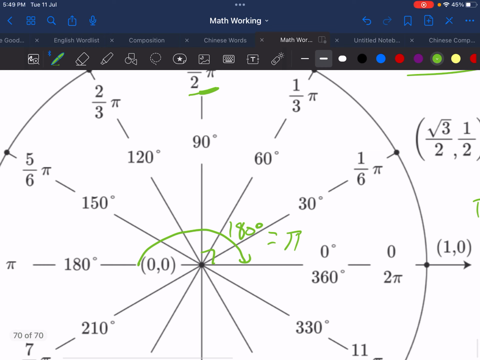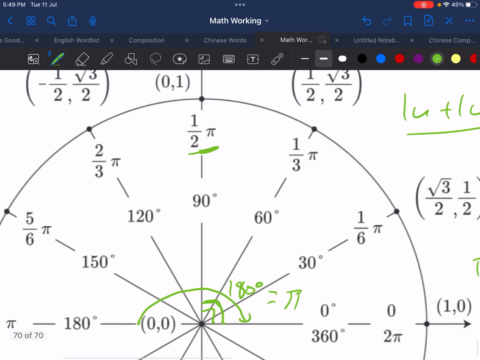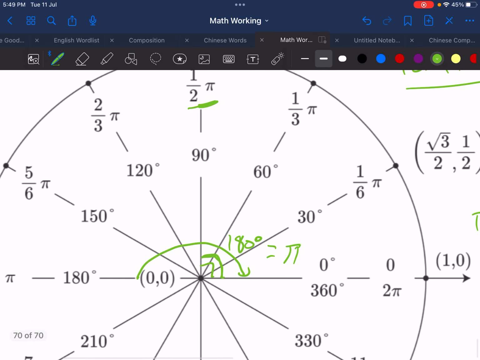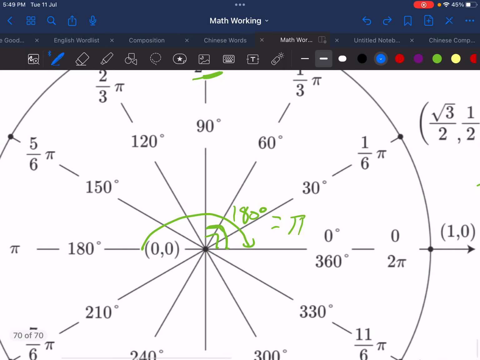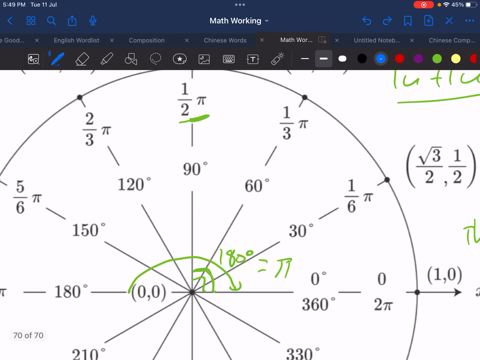To find this angle in terms of pi, it is half pi, because this whole thing is pi, and I divide it directly into 2, exactly into 2. So can we understand why this is half pi?